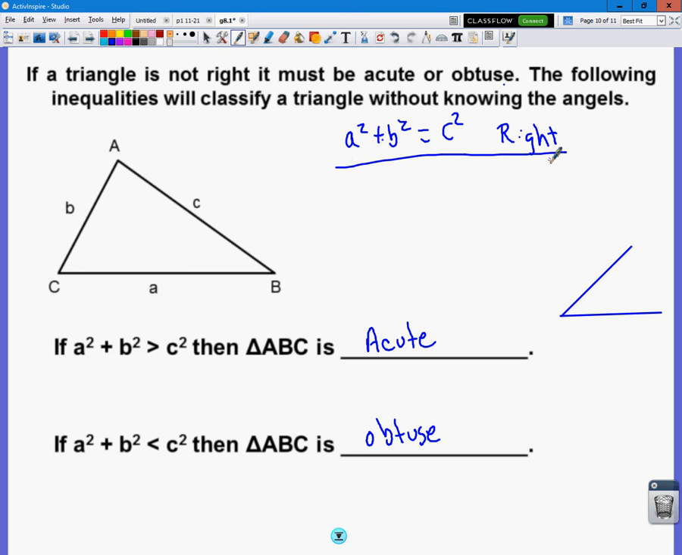If A squared plus B squared is equal to C squared, it will be what type of triangle? Right. If the C squared side is less, it's acute. If the C squared side is larger, it is obtuse. We good?